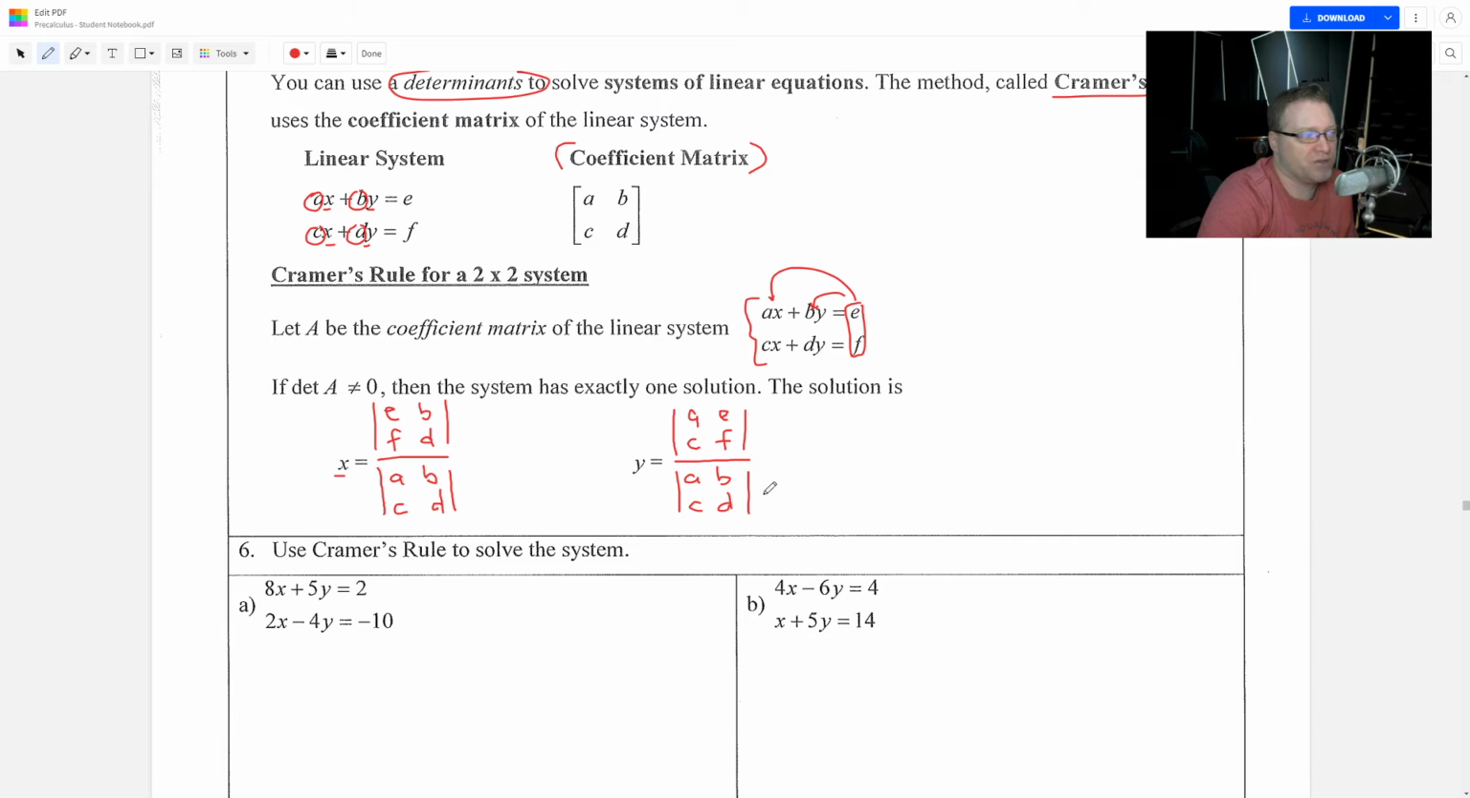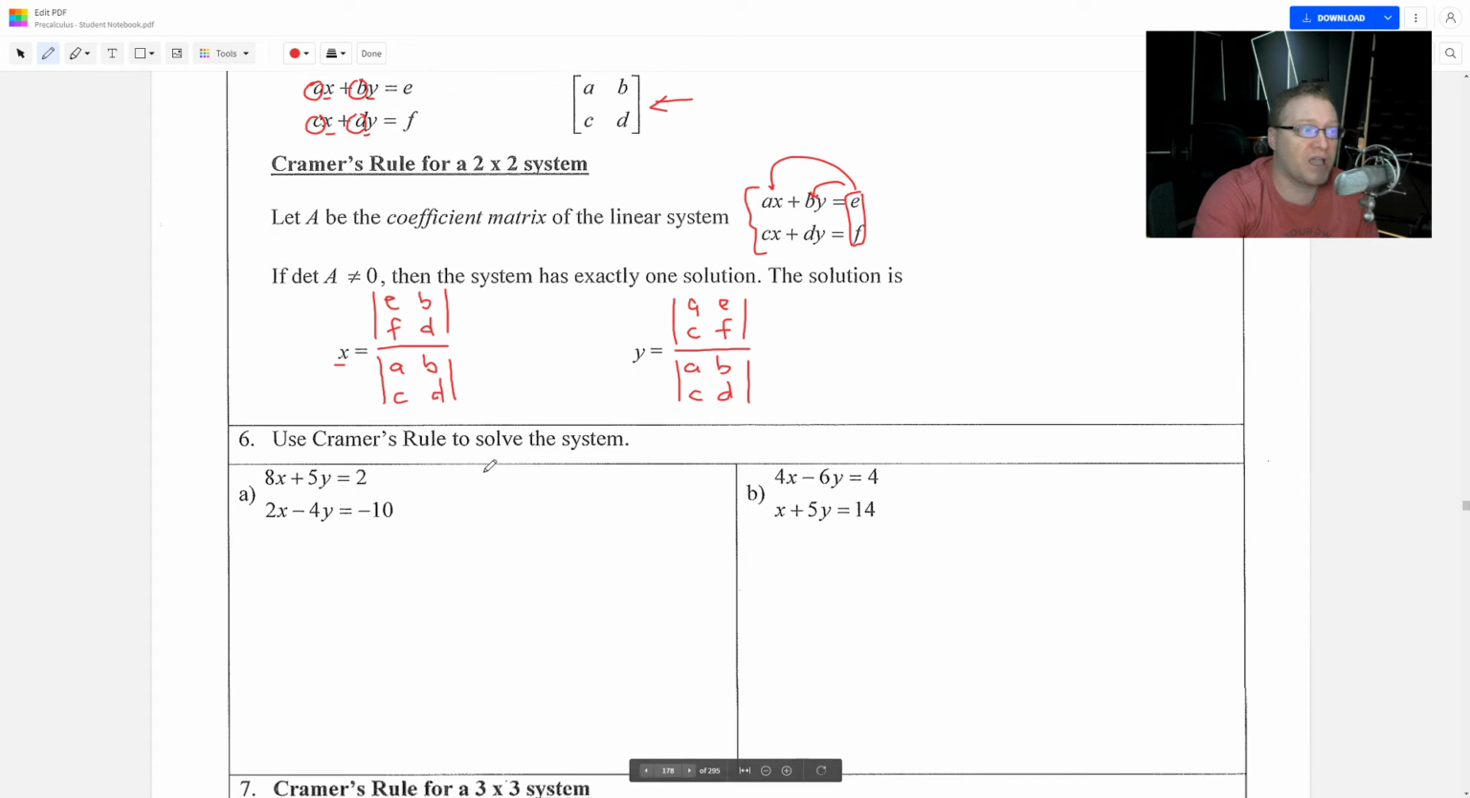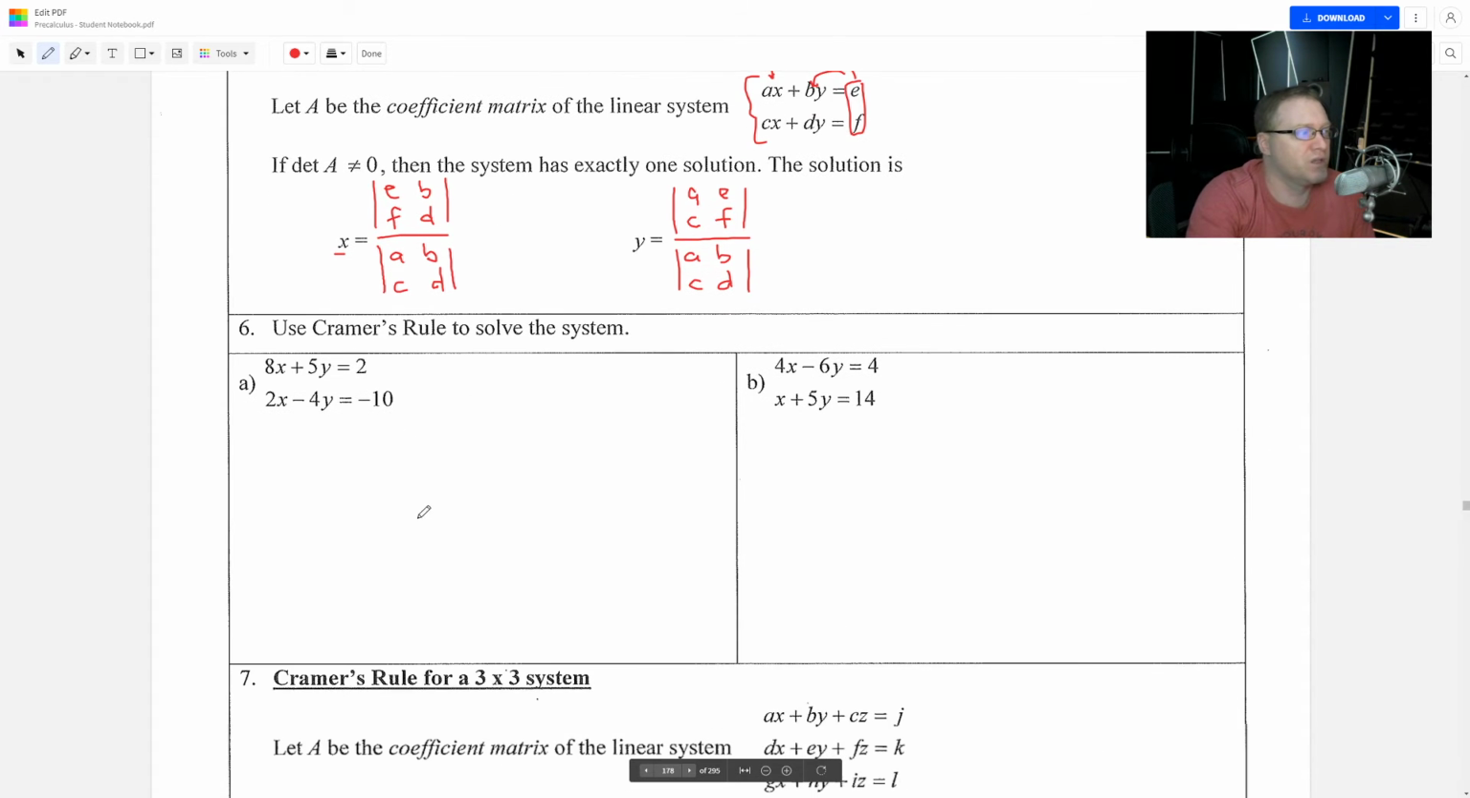It just tells us that we can find x and y by finding these determinants. Now, this only works if the determinant of our coefficient matrix is not equal to 0. If it equals 0, then we're going to have 0 down here, and Cramer's rule breaks. It doesn't work then. You have to use a different way of solving the equation. But as long as the determinant of this matrix is not 0, we can find the solution.